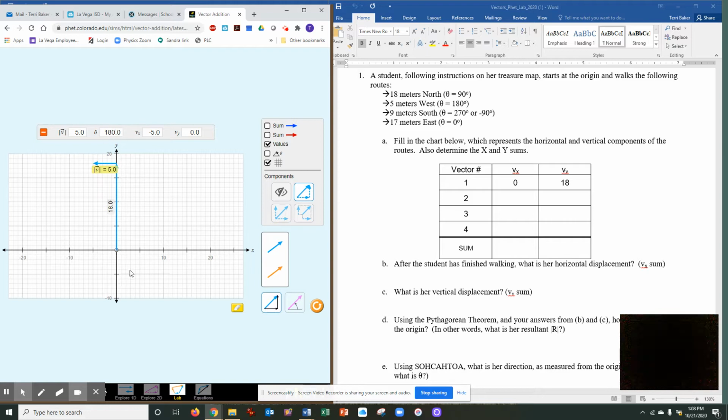So her angle from the horizontal is 180. Notice that the x component is -5. You would put -5 right here, and you would put 0 for your y component because it's a horizontal line. Then she went 9 meters south. So we're going to bring another one out, attach it, and extend it to 9.